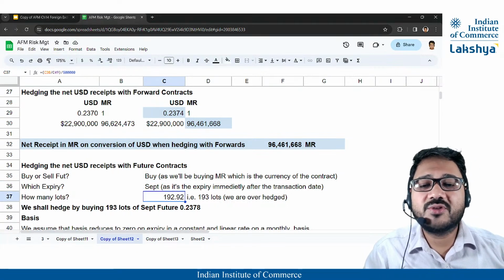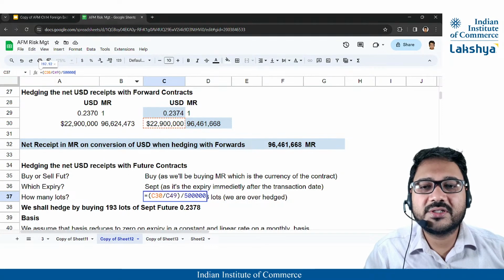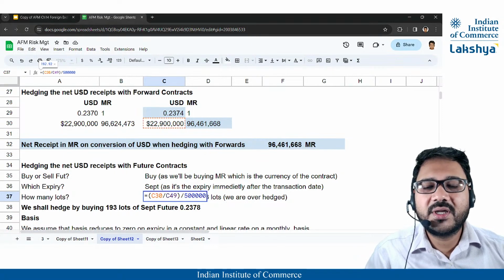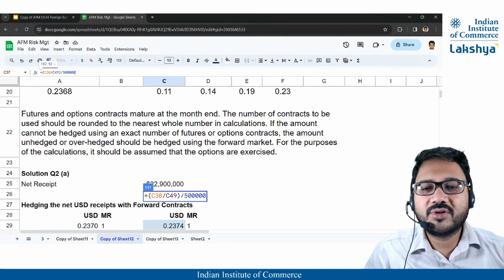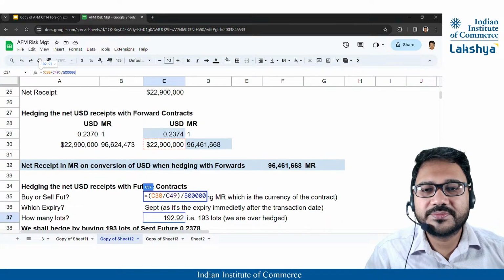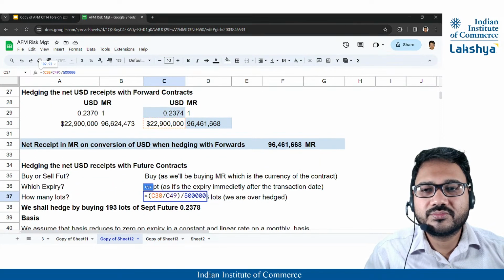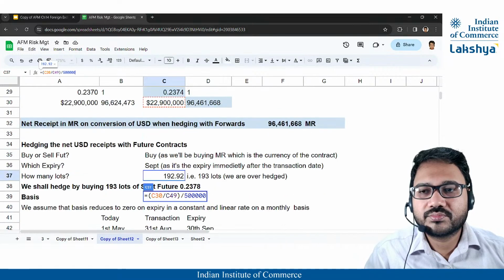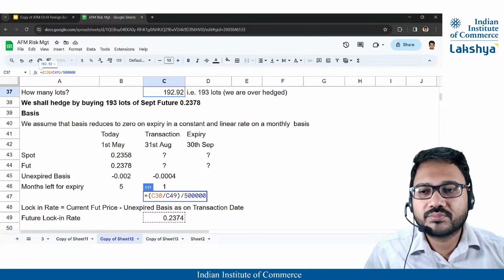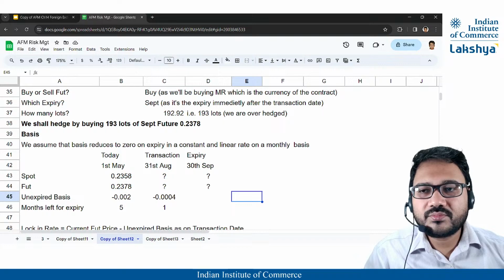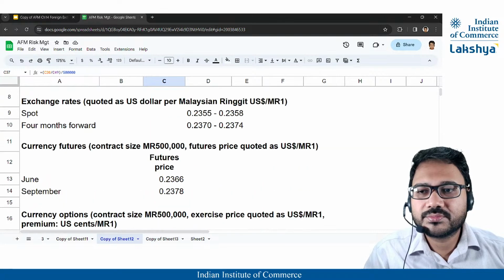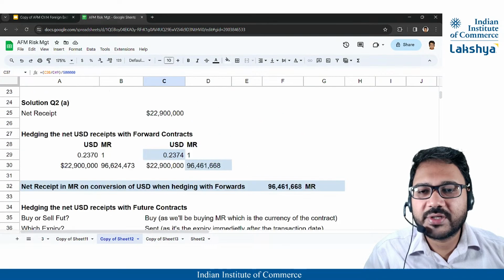How many lots? Well, ideally you need 192.92. So how you are doing it is you are taking the exposure in MR, assuming that you are converting it at forward rates, and then dividing it by your total exposure. Just a moment. Don't we have a future price available? Yeah, we have it, 0.2378.